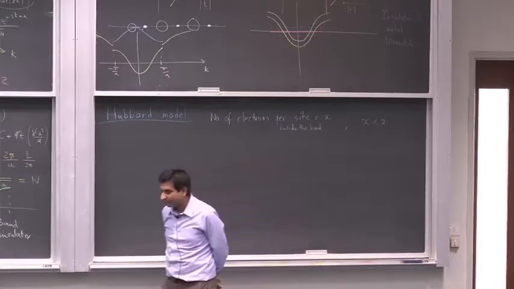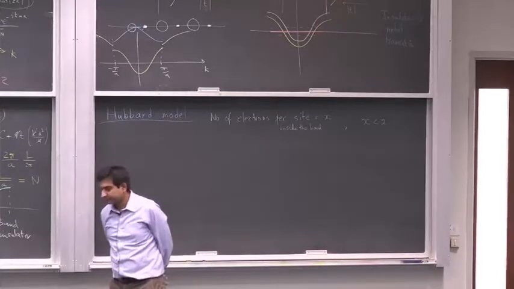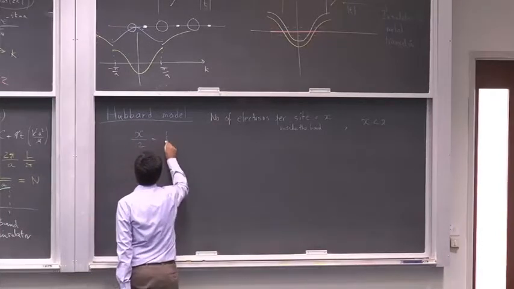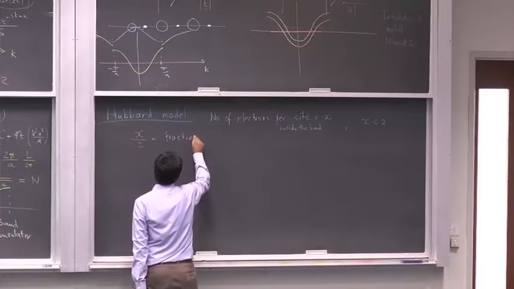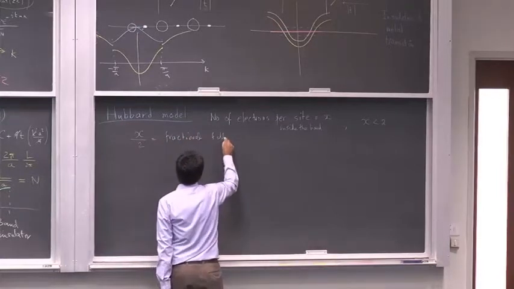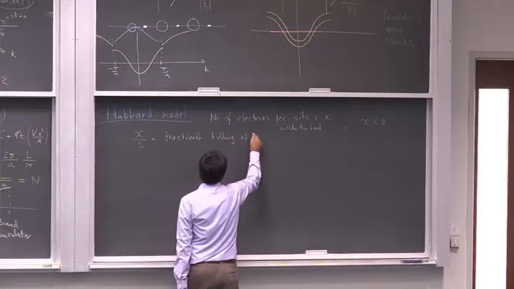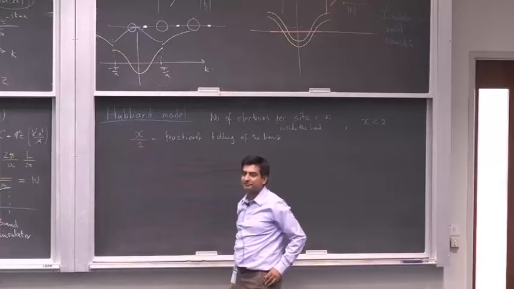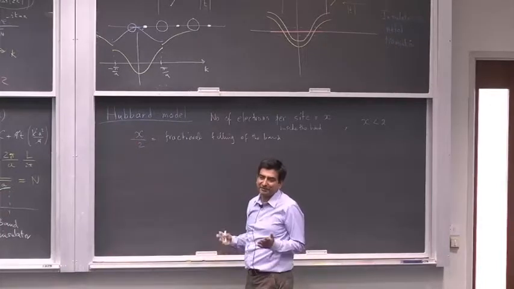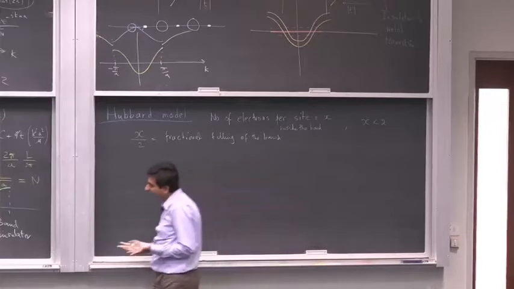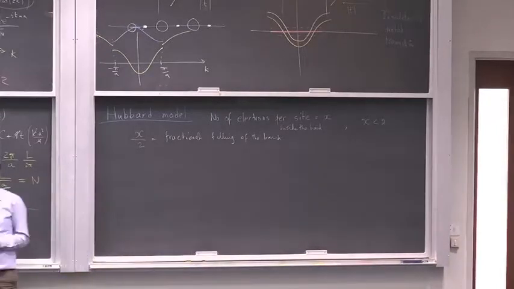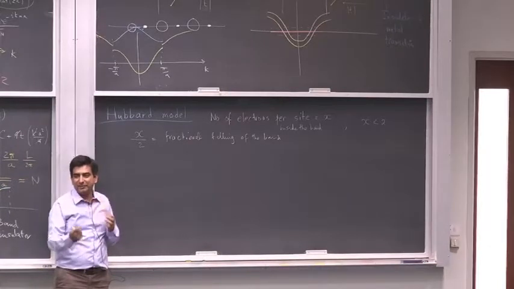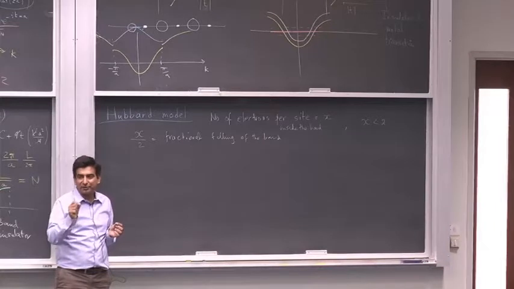Now, this also means that x over 2 gives us the fractional filling of the band. If x equals 2, the band is completely filled. If x equals 0, the band is empty. If x is 1, the band is half filled. So when the band is half filled, we have a situation like this. For each band, we define an x, which is the average number of electrons on a particular site.